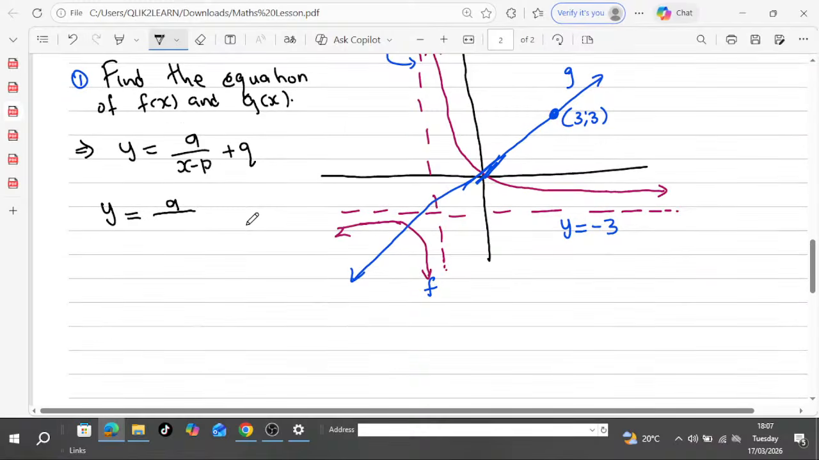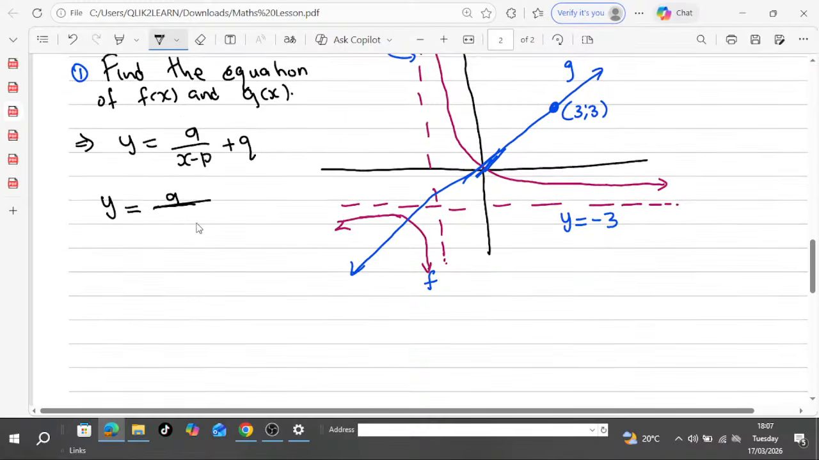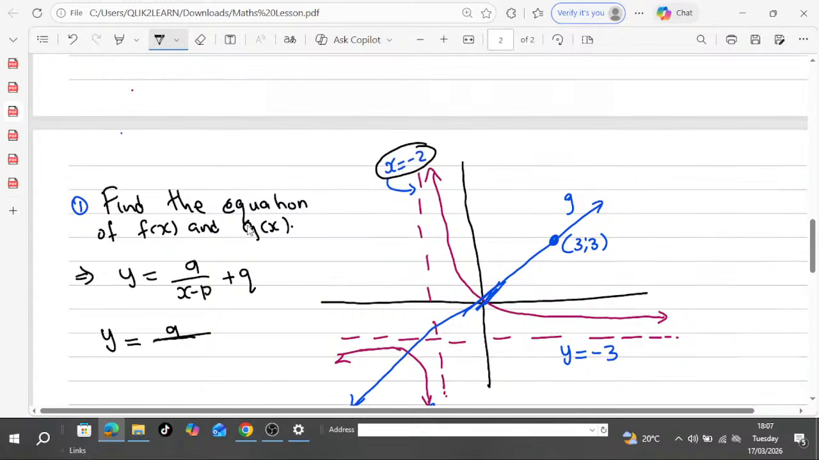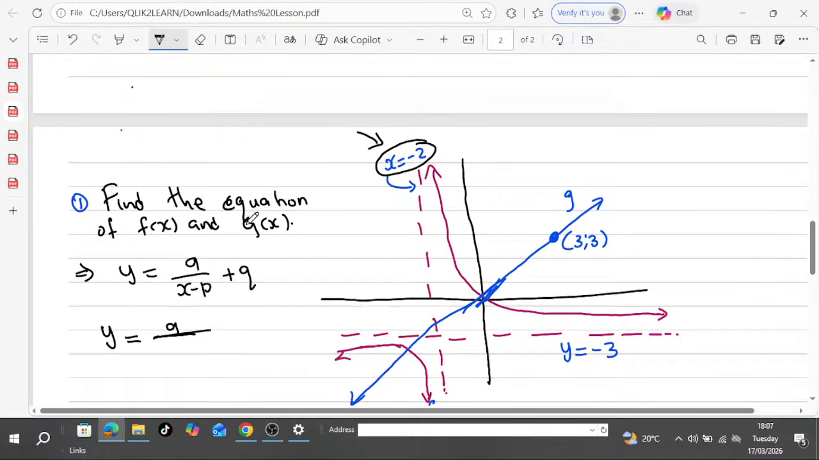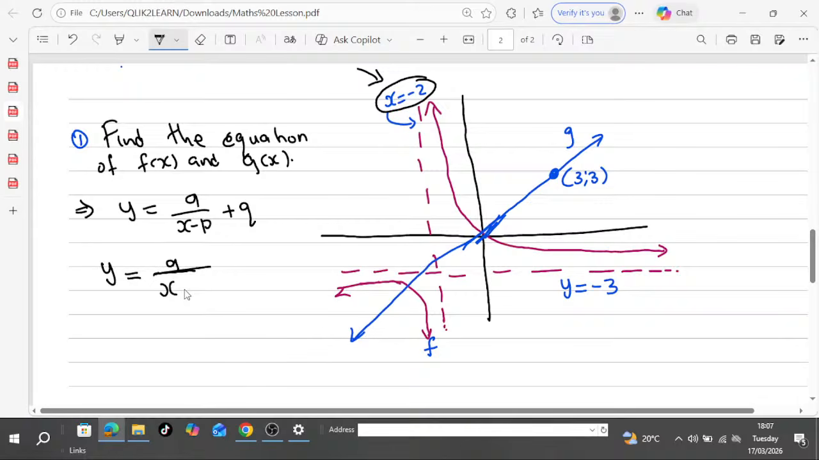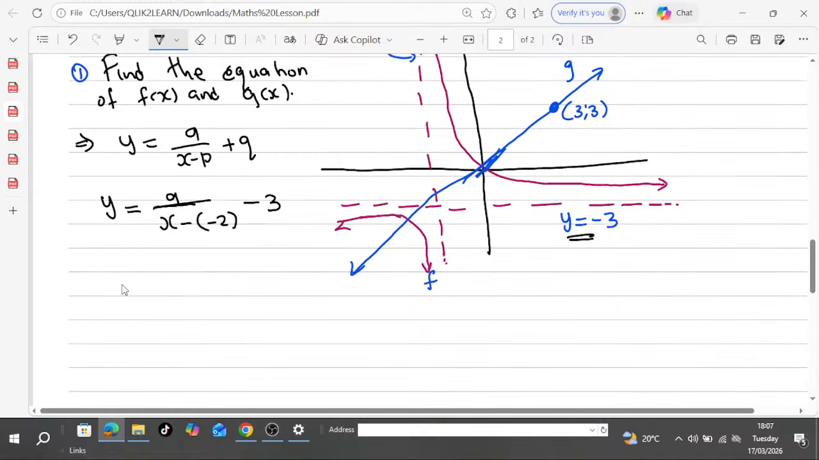Now, when we substitute, remember our vertical asymptote is negative 2. So this will be y equals a over x, inside the bracket, minus negative 2. The value of q is this y, so it's negative 3. You just have to put it as negative 3. Then you can work this out and say this is a over x plus 2, and then we still have that negative 3.